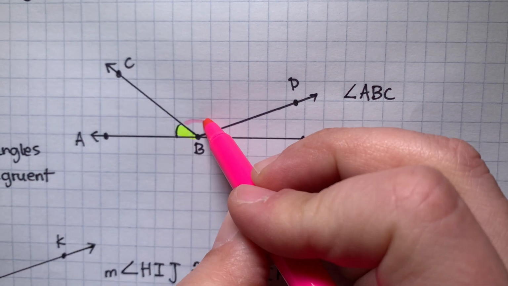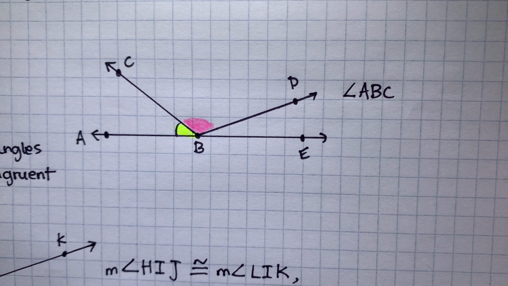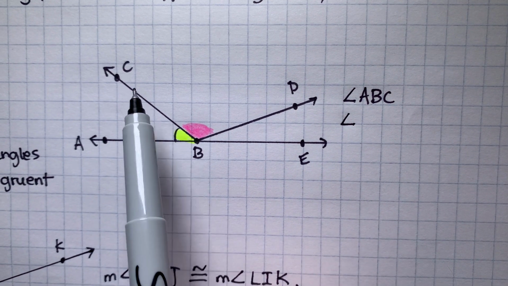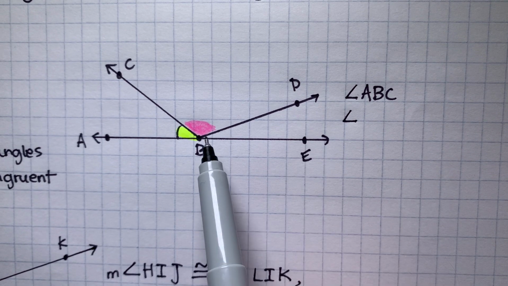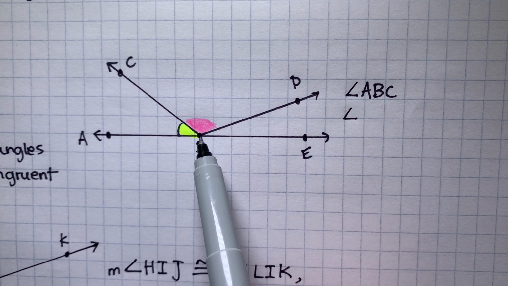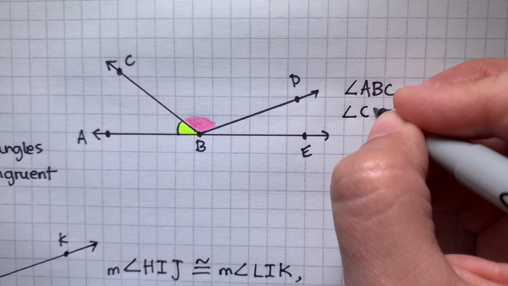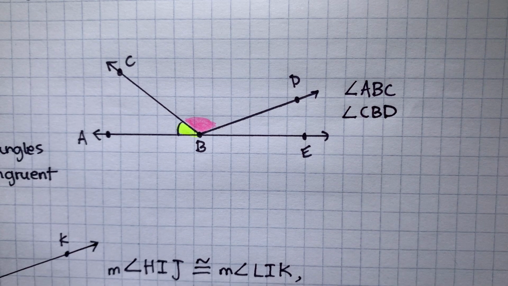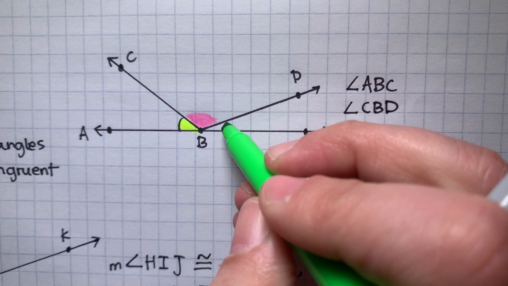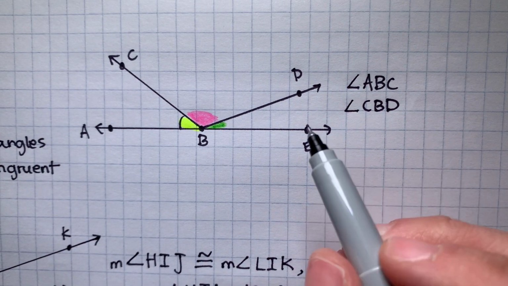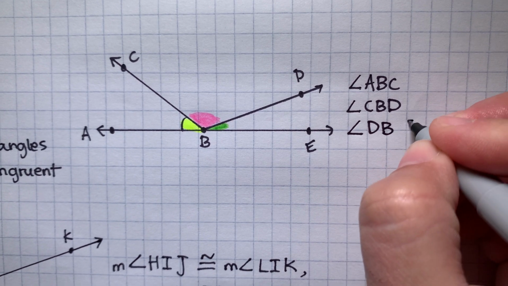So let's look at our second angle right here. This would be angle, let's draw my little angle symbol, angle CBD, or you could name it DBC. The order doesn't matter as long as your vertex is in the middle. So this is angle CBD. And then the last angle is right here, and that is DBE or EBD. DBE.